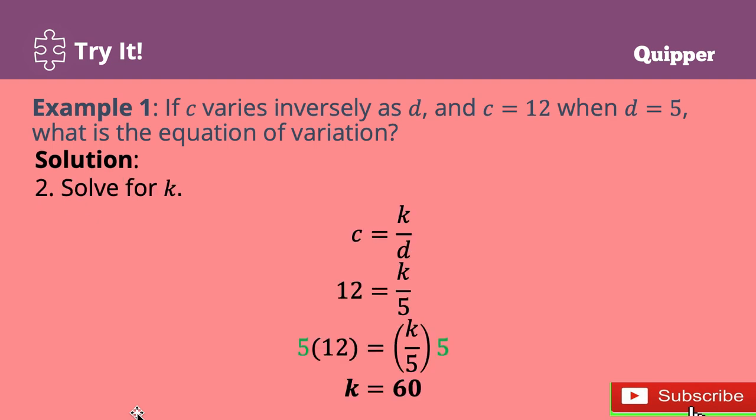After we translate, we are now going to solve for k. Use the values for c, which is equal to 12, and d, which is 5, to solve for k. We substitute c is 12 and d is 5. Then multiply both sides by the denominator 5. So we have 5 times 12 is 60. And k over 5 times 5 is just k, because 5 divided by 5 is 1 and 1 times k is k.